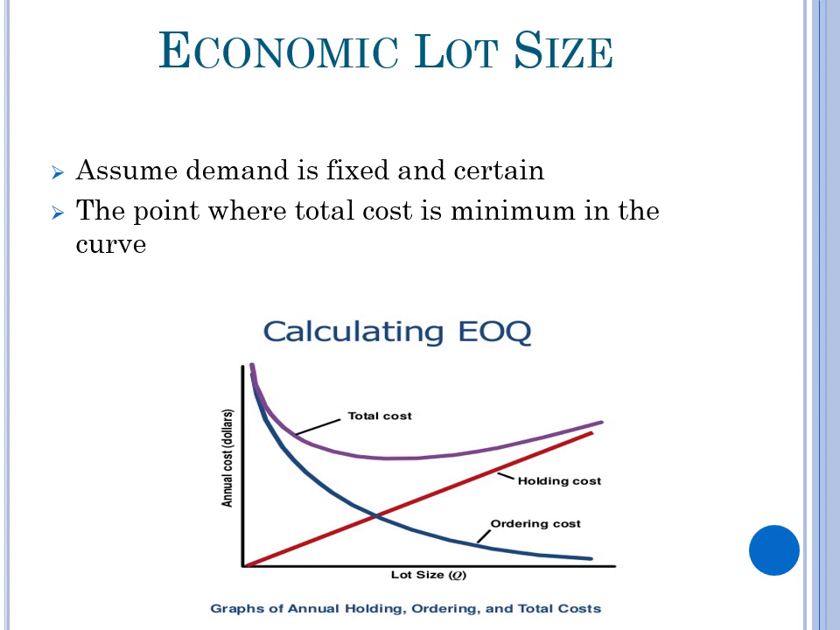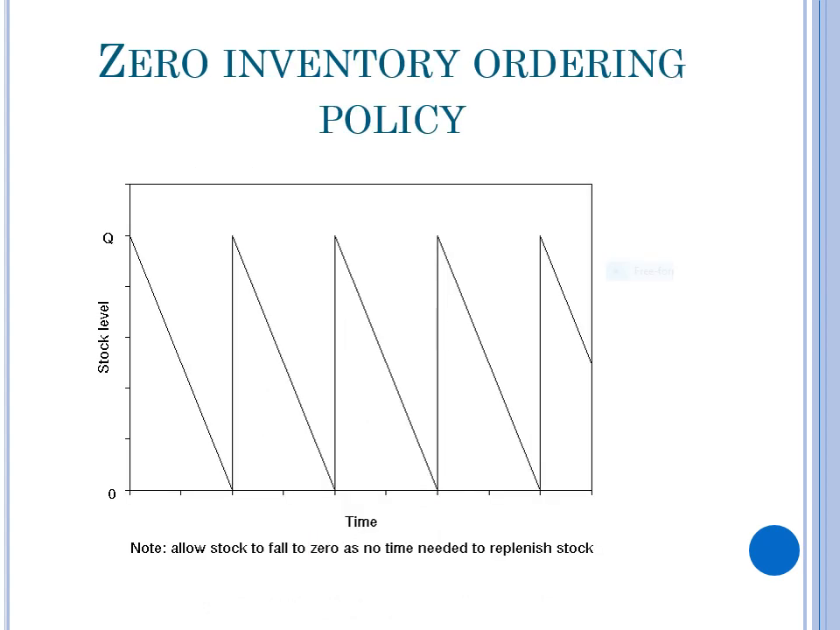EOQ solves this dilemma. It can be seen from the graph that total cost is minimum at the point where holding cost is equal to the setup cost. EOQ is the ordering quantity for which that happens. Now that you have calculated the required inventory level, how do you decide when it's time to place a new order? For the EOQ model, orders should be received at the warehouse precisely when the inventory level drops to 0. This is called the zero inventory ordering policy.